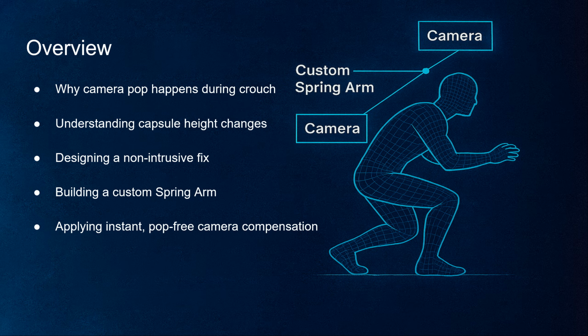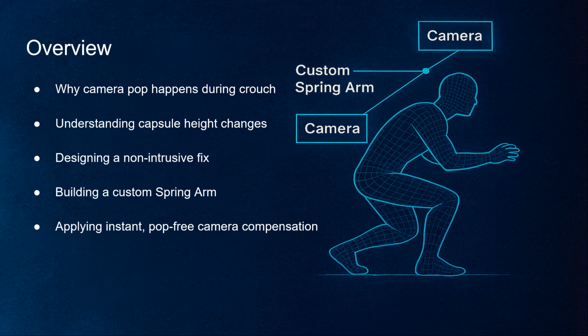Let us take a look at our overview really quick. Okay. So we'll start by looking at why crouching causes the camera to pop. Then we'll examine how capsule height changes affect the view. From there, we'll design a fix that doesn't modify engine code and build a custom spring arm component that compensates instantly for height changes. And the end result is a perfectly stable pop-free camera.